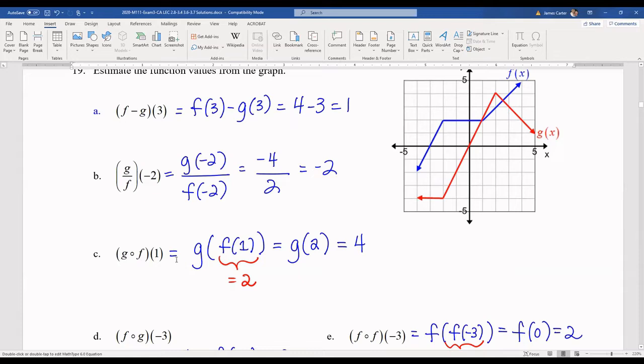Question number C: g compose f of 1. First thing we do, we find f of 1, and we go up right here, and we see that the y value is positive 2. That's where this 2 came from. Now we're going to replace that 2 into the g graph. If x is 2, we go up and find we have a value of 4.